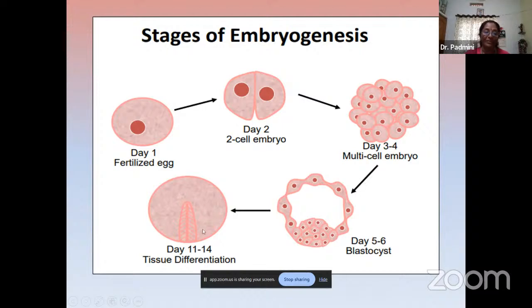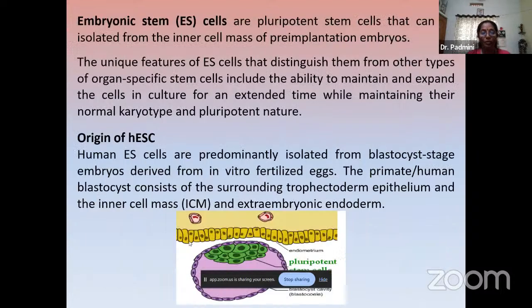And later on, from day 11 to 14, tissue differentiation occurs. If you remember the stage when we were talking about the chick embryo, the primitive streak and all those start to form. The primitive streak is the starting stage of neural gastrulation, where the neural groove is going to form for the development of the brain, and also for the development of different organs that have to be formed in the future.